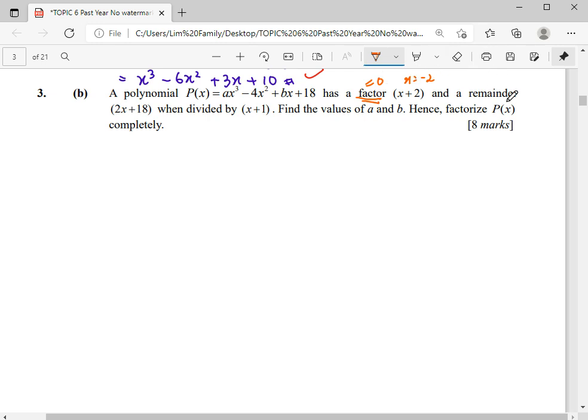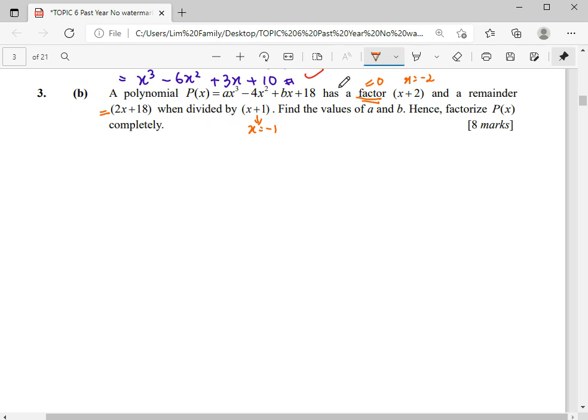And then they give us another piece of information. They said remainder. You have a remainder 2x plus 18. It means our polynomial will equal 2x plus 18 when it is divided by x plus 1. So for our divisor here, the x value will equal negative 1. So please find out a and b. You see we have to find two unknowns, so that's why they give us two pieces of information. We have to use these two pieces of information to build our simultaneous equations to find a and b. Then only we move on to the next part, factorize the polynomial completely.